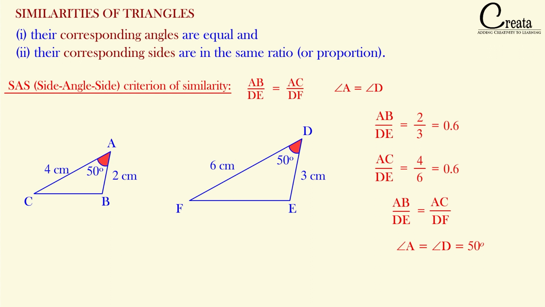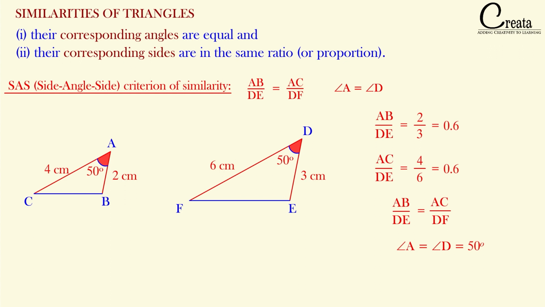So in these two triangles, our SAS criteria are matching, that is the ratio of two corresponding sides are equal, and the angle between these two corresponding sides are also equal. So let's check whether these two triangles are similar or not. How will we do that? We can measure all the three sides or we can measure all the three angles. We can measure all the three sides and check whether the corresponding side ratios are matching or not. If they are matching, then we can say both the triangles are similar to each other.